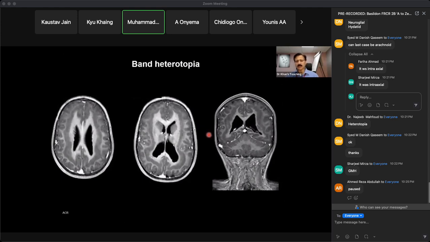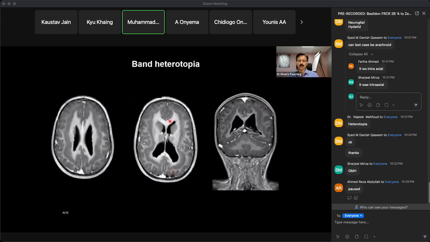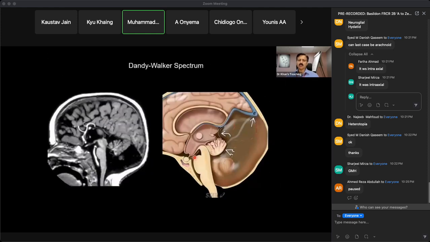Third type is this type, which is known as band heterotopia, in which the gray matter cells, this is bilateral symmetrical, so it becomes more difficult, this particular example. But you can see that there is white matter, then there is gray matter, and then there is white matter. That is band heterotopia. I've seen this come in the exam. Band might be more difficult, but you should know this.